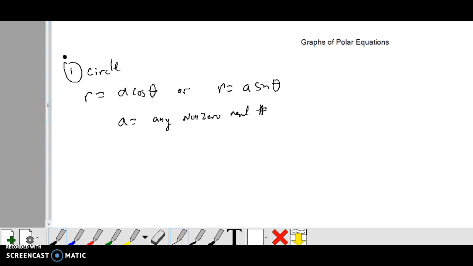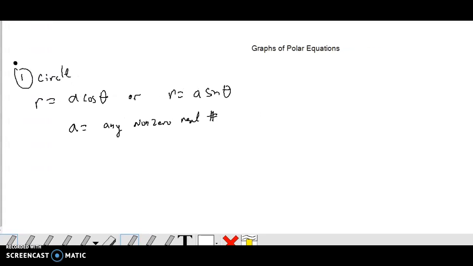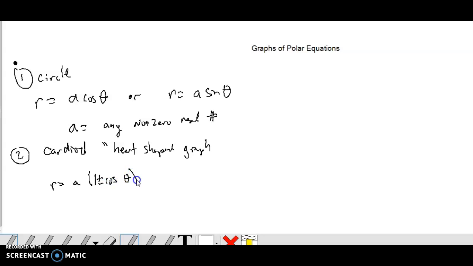So if I come back over here, let's write this one out. So this one's known as a cardioid, right? So this is your heart-shaped graph. And so again, your r is equal to a parentheses 1 plus or minus the cosine, or a parentheses 1 plus or minus the sine of theta. Again, a is any non-zero real number. Okay, so one graph kind of opens to its side, and one graph opens up and down.